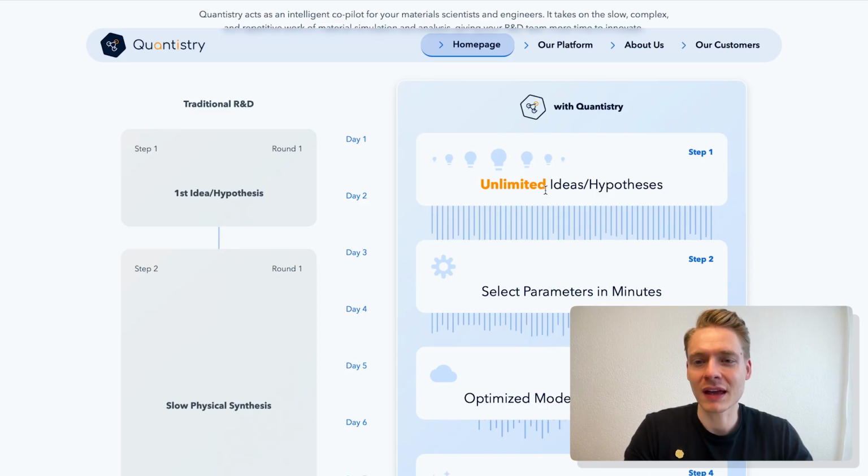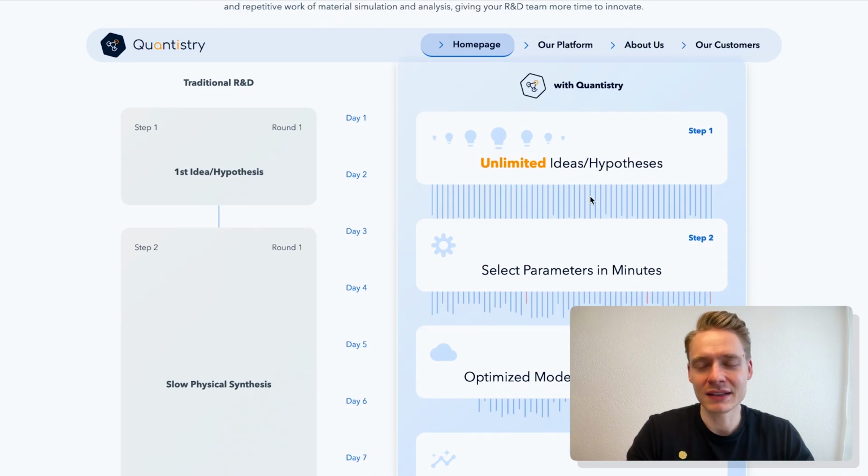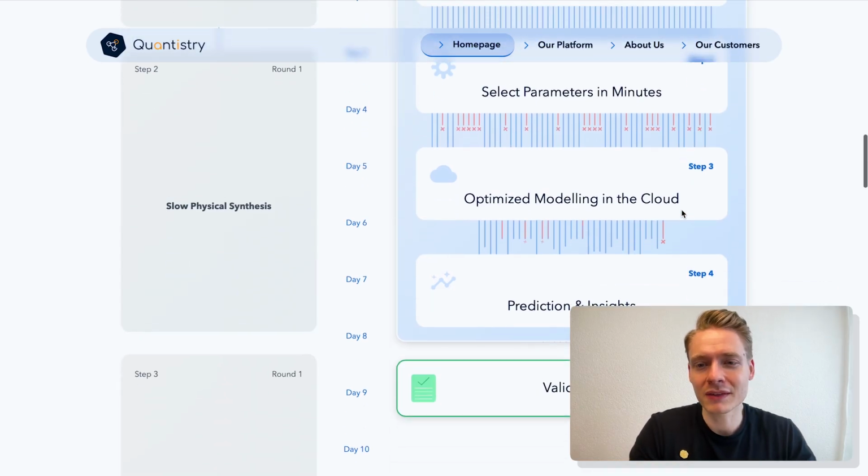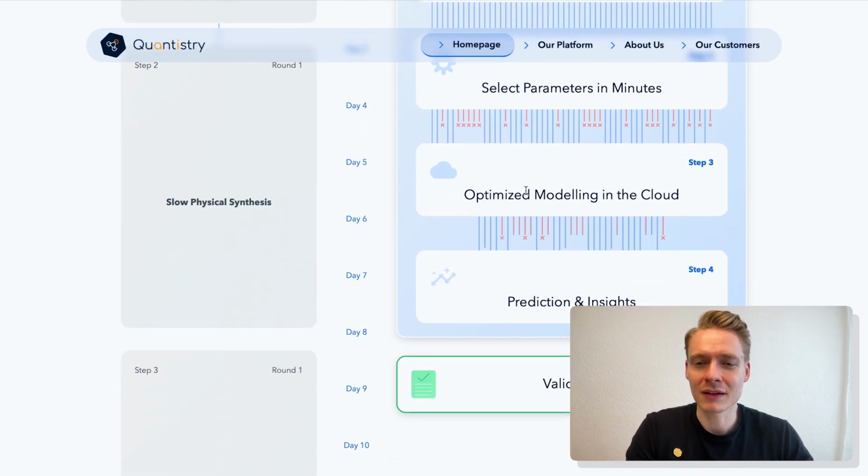Now, on the other side, here is what they are offering. They say they have this unlimited ideas and hypothesis start. So basically a whole pool of ideas or hypotheses. Then it selects for you parameters in minutes. So based on what outcome you want to have, it selects those parameters. It optimizes, so optimized modeling in the cloud. So it runs some simulation on a cloud computer.